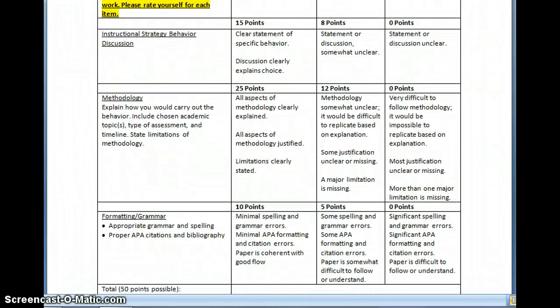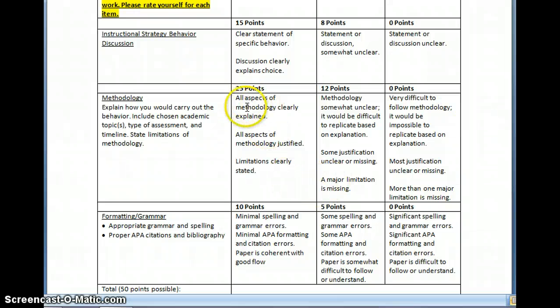And I'm going to go over the rubric since the rubric is the same for both of these. I'm looking that you're giving me a clear statement of the specific behavior that you're going to do, so that either that instructional strategy or that classroom management strategy. So you're going to tell me exactly what it is you're doing and clearly explain your choice. So I'm looking for a paragraph, couple paragraphs telling me why you pick that.